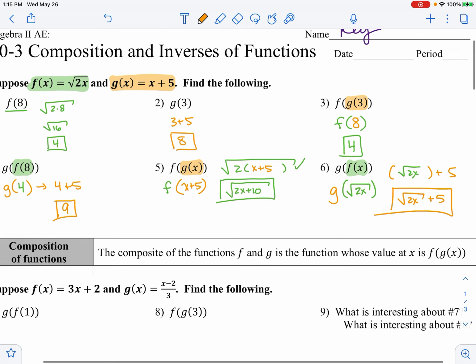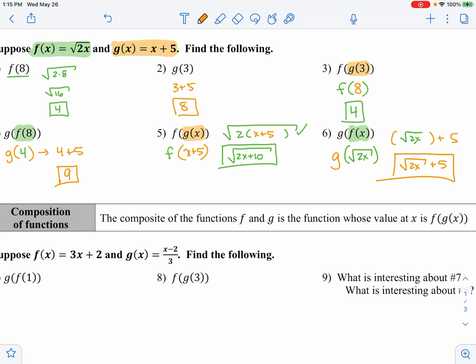What we just did on questions 5 and 6 is called composition of functions. Composition of functions is when you don't have a number like numbers 3 and 4, but instead you're composing a new function. I could call this one on number 5 maybe h of x, and this one on number 6 maybe m of x. I'm creating a new function by combining two other functions that I know in a very specific way.